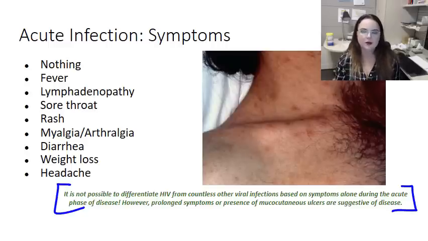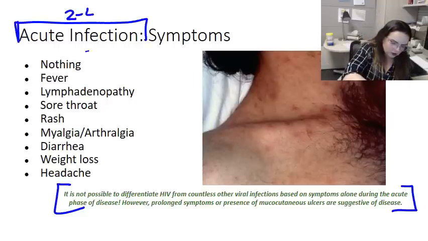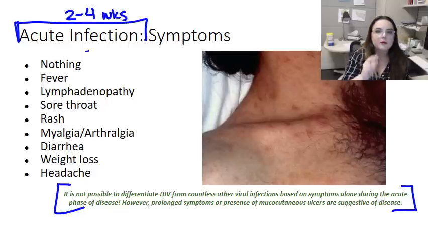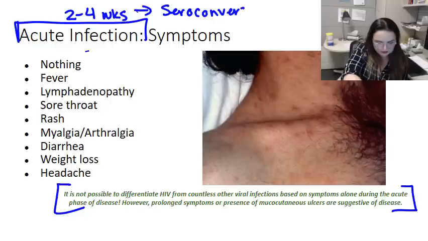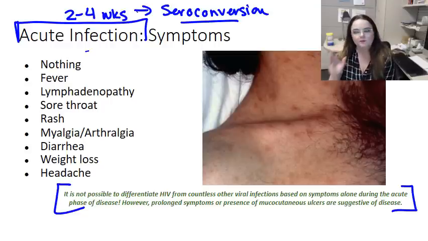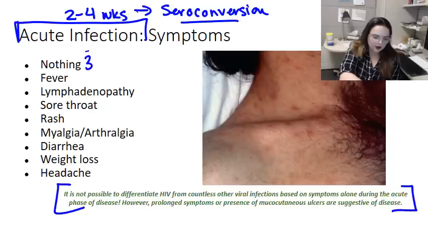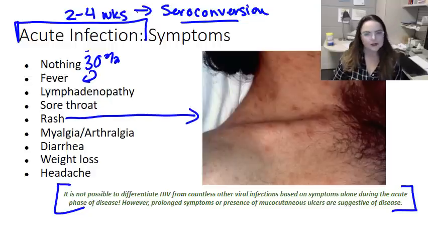However, that said, there are some symptoms that are associated with acute infection, which occurs in the first 2 to 4 weeks post-infection in most patients. This is sometimes referred to as seroconversion sickness or seroconversion symptoms. That's a little bit of a misnomer because it actually takes kind of a while to develop antibodies, but we'll talk about that in a moment. Okay, so patients will experience flu-like symptoms some of the time. Approximately 30% of patients experience symptoms like fever, lymphadenopathy, sore throat. There is this characteristic rash that sometimes shows up.